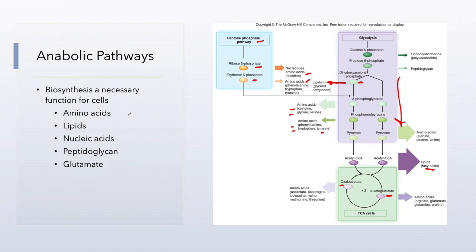Now, what do we use these biosynthetic pathways for? We make amino acids, lipids, nucleic acids, peptidoglycan, and glutamate. So these are the 5 primary compounds that we are producing, that bacteria, I should say, prokaryotic cells are producing in biosynthesis from central metabolism.